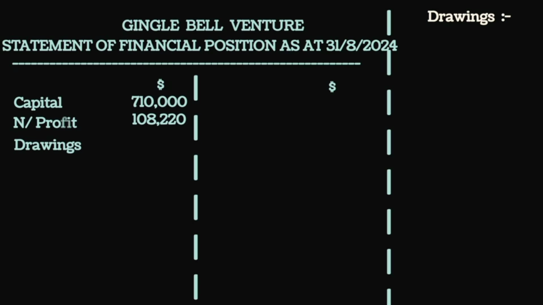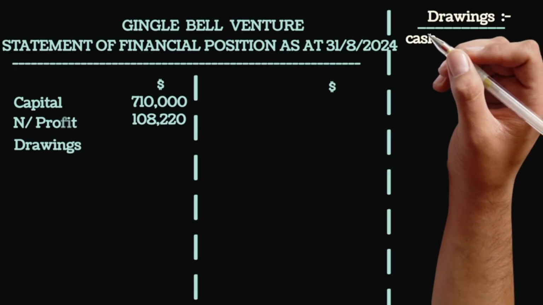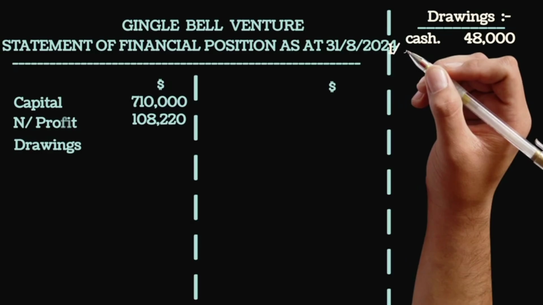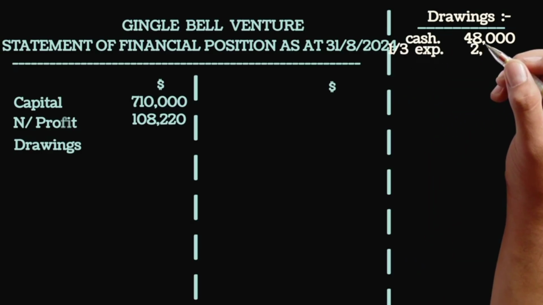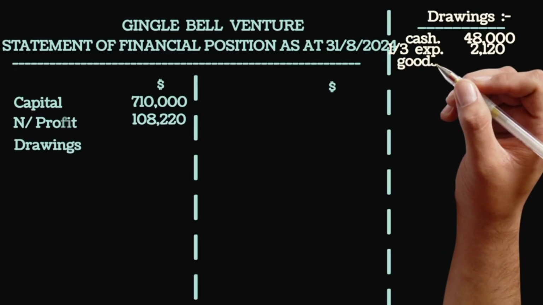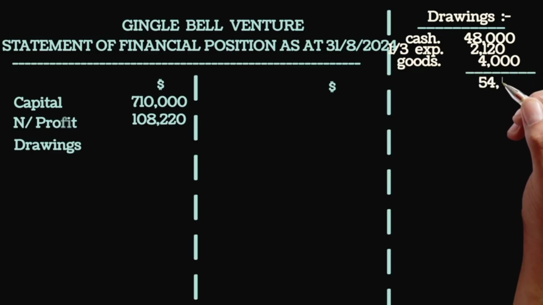108,220. And the drawing is to be computed because there are three types of drawing in this question. The first drawing was the one in the trial balance, which is cash drawing of 48,000 by the proprietor of Gingle Bell Venture. There was another drawing in form of car expenses, which is 20,120. Car expense on private use. Anything private use becomes drawing.